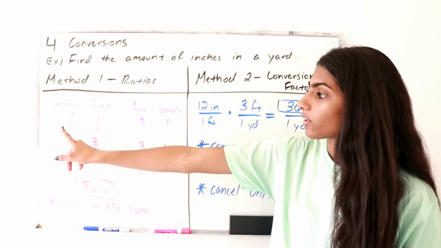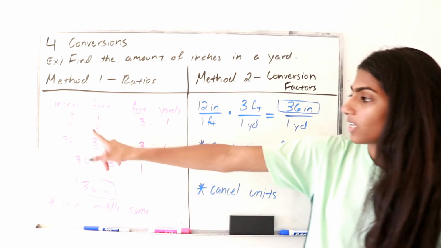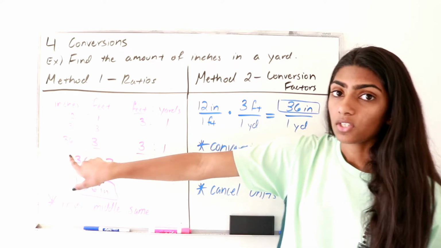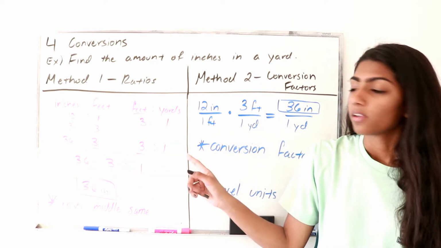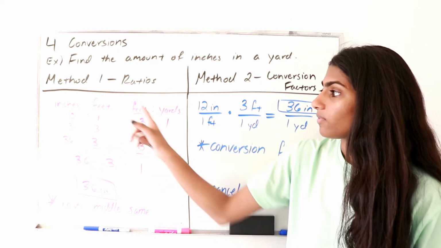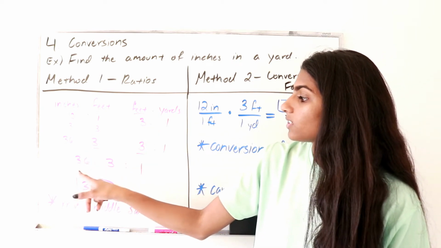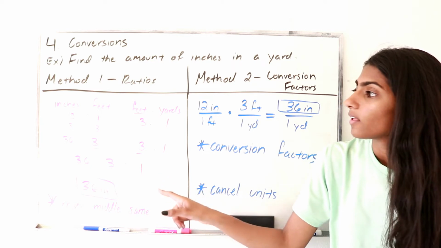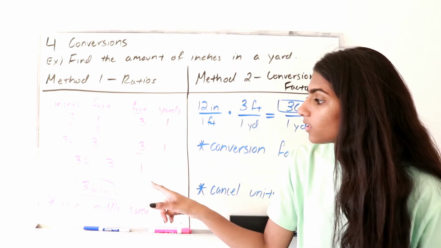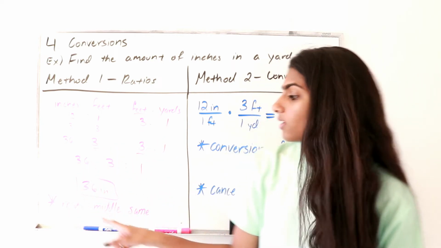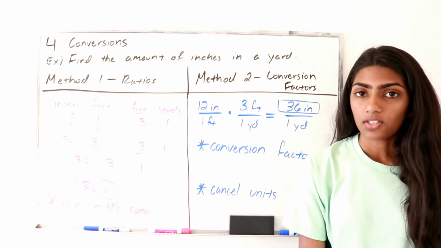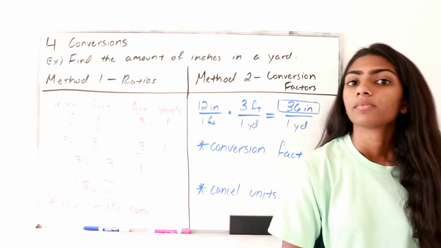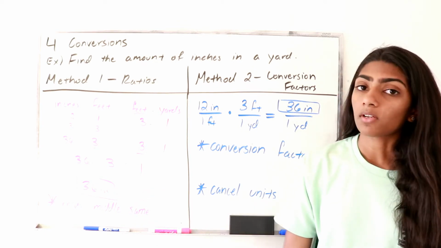So to do that, we're going to multiply this side by 3 and this side by 3. So we get 36 to 3, and here we already have 3 to 1. So now we can just combine them since the feet are the same, and say that inches to feet to yards is 36 to 3 to 1. And since we know that there is 1 yard, we know that there are 36 inches in 1 yard. So the main thing for this method is to make the middle the same.